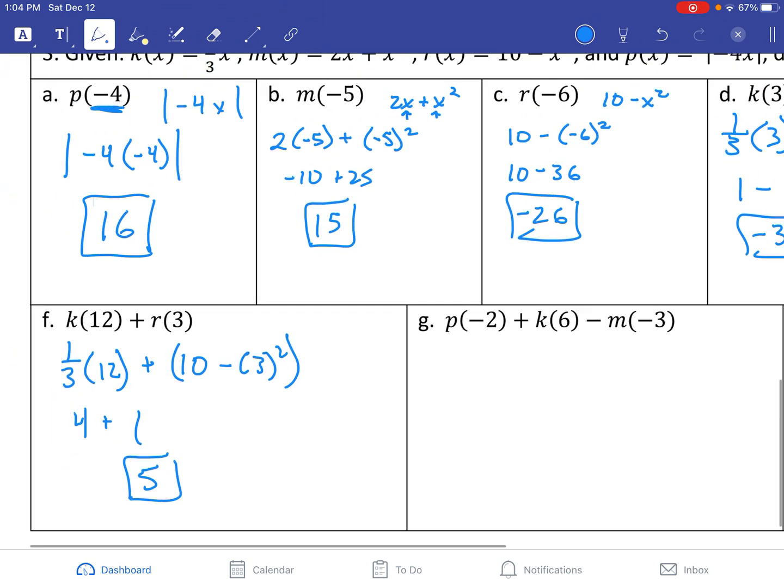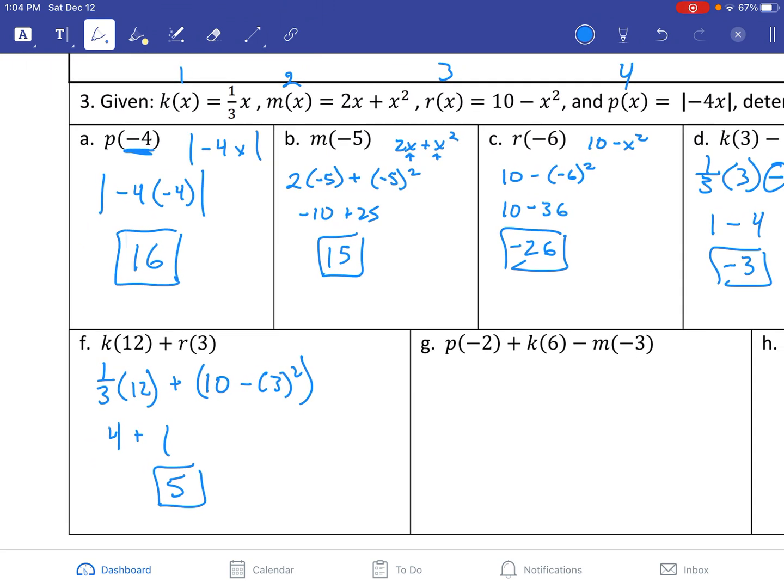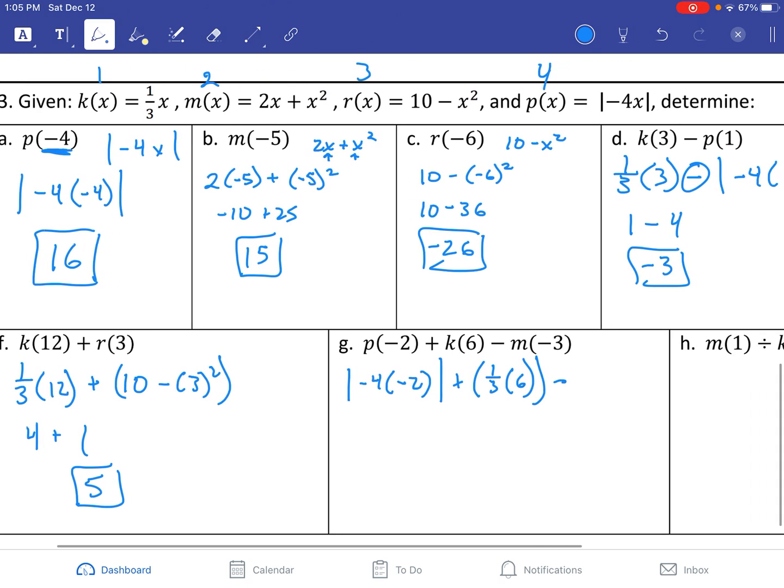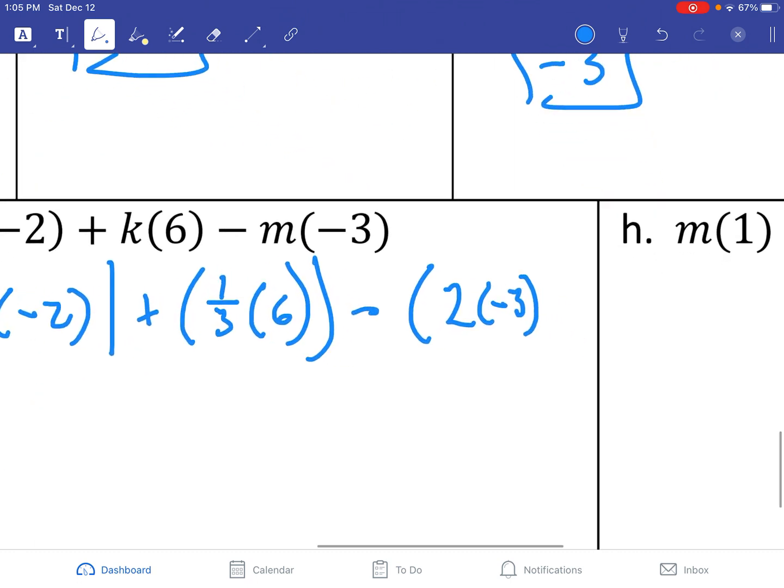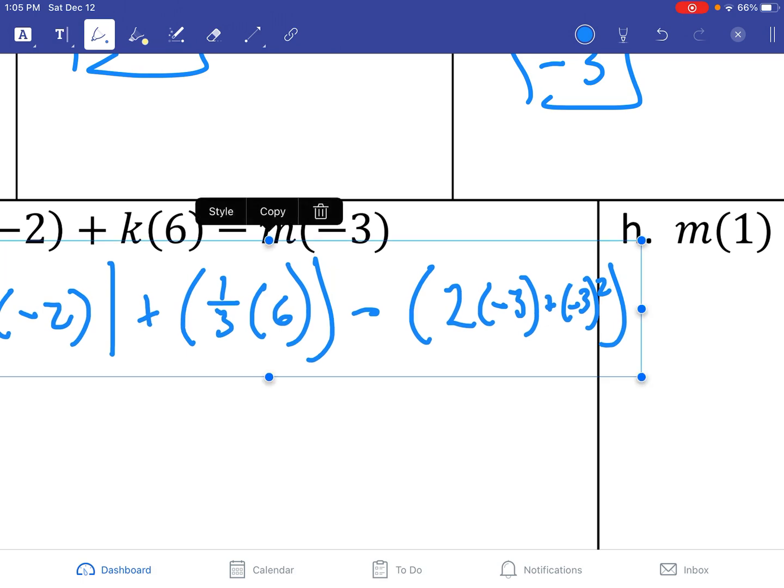All right, G, we're a little bit more complicated even still. So we have P, which is going to be the absolute value of negative 4 times negative 2, plus the K term is, where's K? 1/3 times 6. And then minus the M, which is 2 times X, which is negative 3, plus negative 3 squared. You know, let's do this.